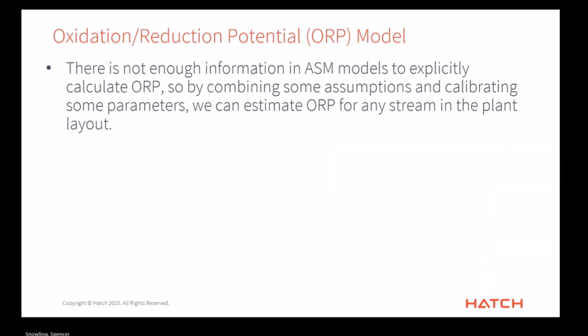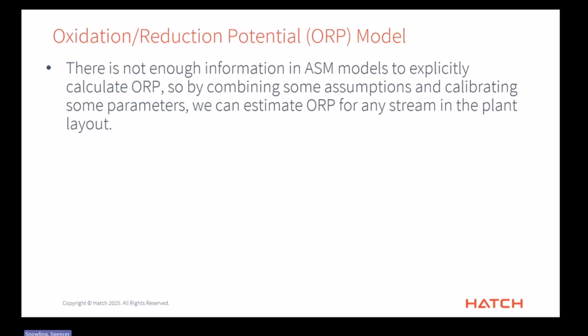Okay, the reason we didn't have this prior to now is that there's really not enough information in the regular ASM type models that we use in our industry to be able to explicitly calculate all the elements of ORP in the way that it would be measured in the plant. So what we've done is make a few assumptions, and we rolled together a lot of the uncertainties and unknown things into a couple of parameters that will allow you to calibrate your ORP predictions in the model to any measurements that you might actually have.